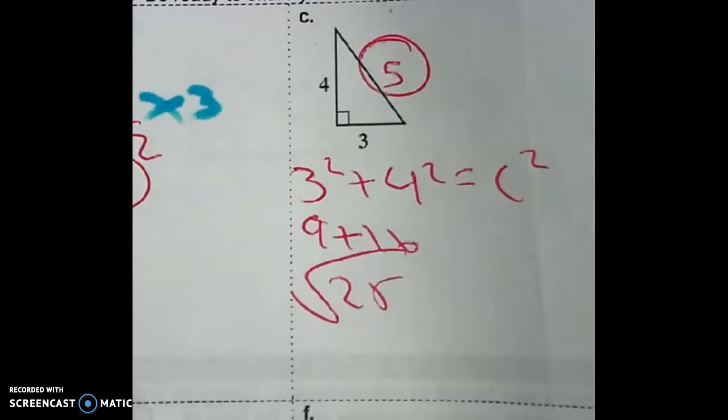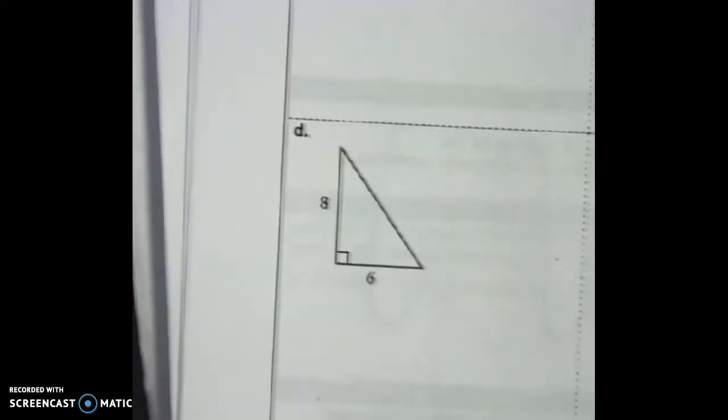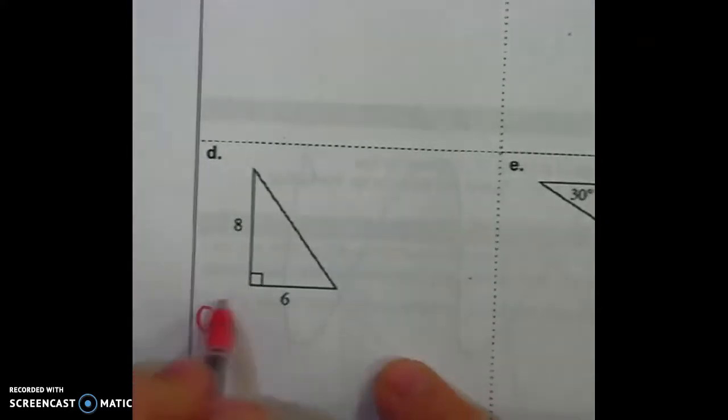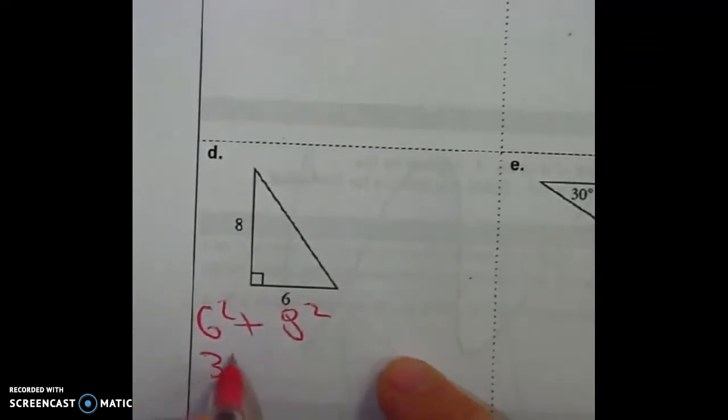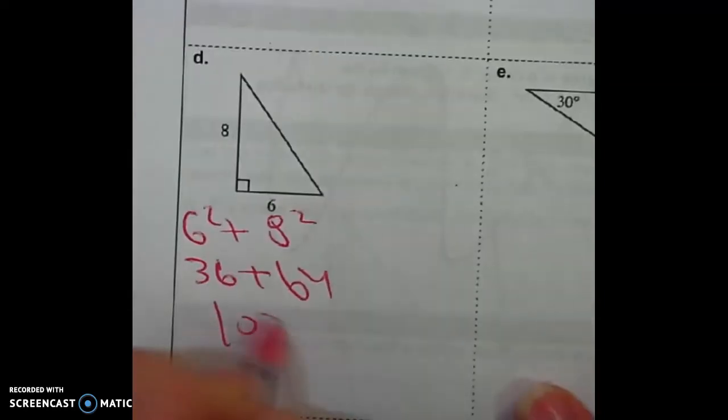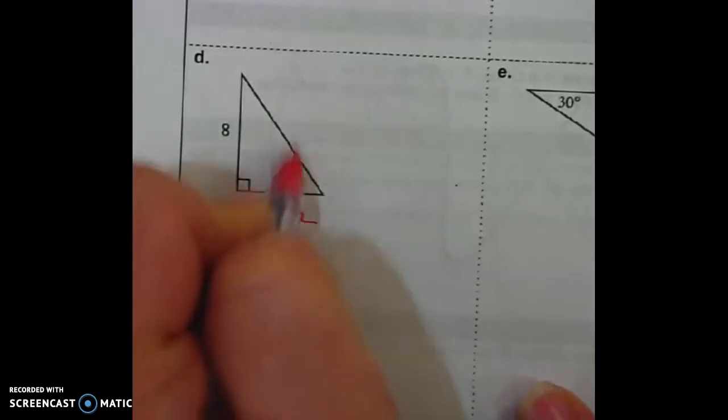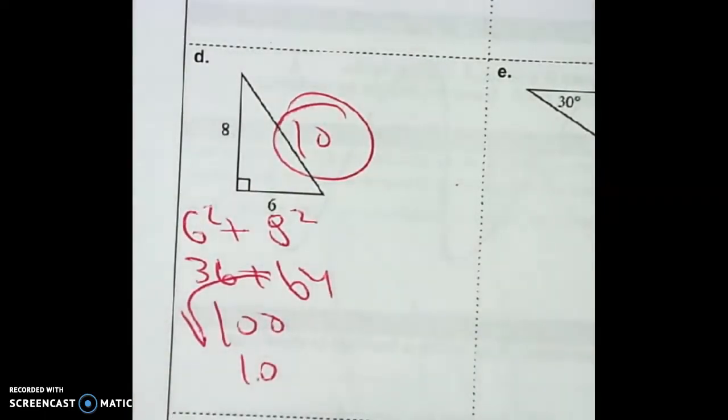All right, let's look at this one. This one's the same thing. 6 squared plus 8 squared. 36 plus 64 is 100. The square root of 100 is 10. That's not a big deal. All right, let's go to the next one.